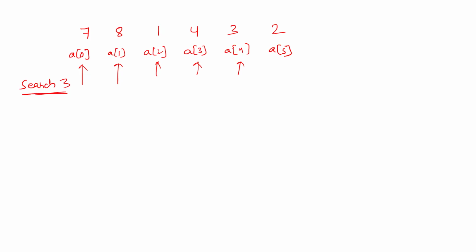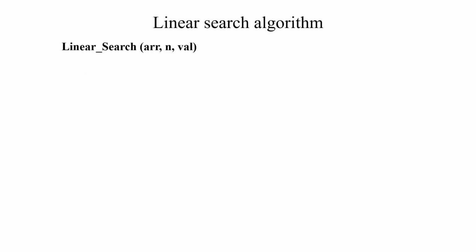Now we will see the algorithm and how we are going to work with it. This is the name of the algorithm, linear search. In the brackets we have written array and n, which basically represents the number of elements in the array, and val means the value which we are searching for.